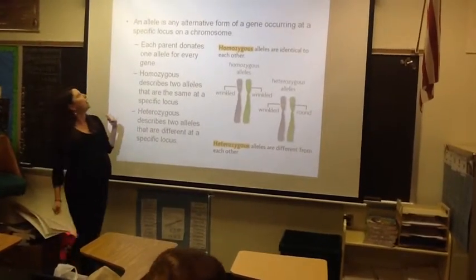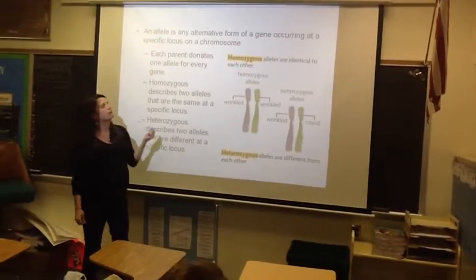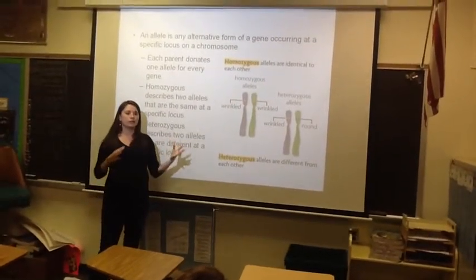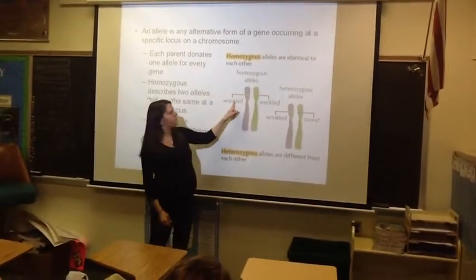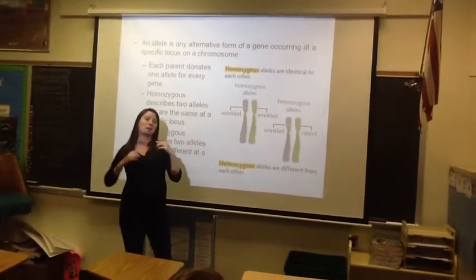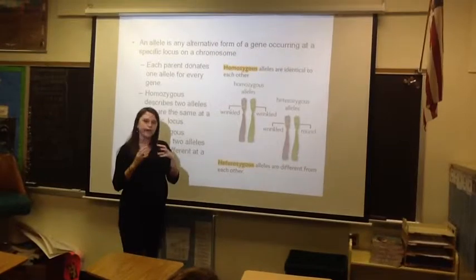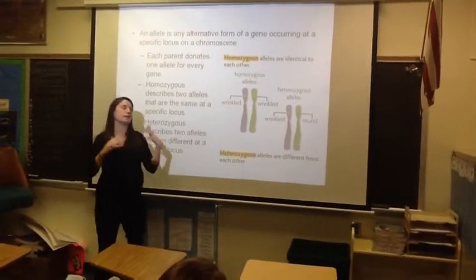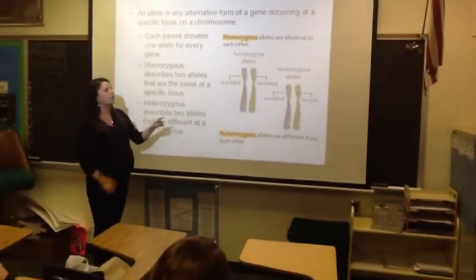There you go. An allele is any alternative form of a gene occurring at a specific locus on a chromosome. So an allele is just a different form. So when you're talking about seed shape, that is the trait itself, but you can have wrinkled or you can have round. So the trait itself is the shape of the seed, and then the alleles are the different versions of that particular trait that you can have.